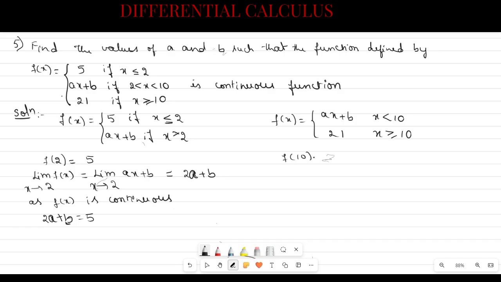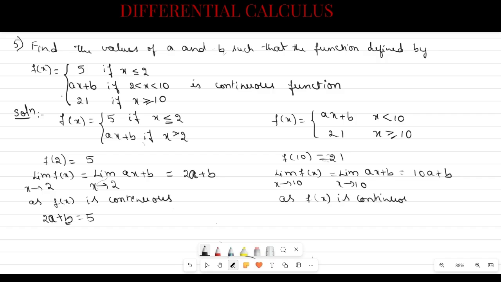Similarly, let me find f of 10. Here we have the equal symbol. F of 10 is equal to 21. Next, limit of f of x as x tends to 10 is equal to limit of ax plus b as x tends to 10, which is 10a plus b. With the same condition, as f of x is continuous, 10a plus b is equal to 21. Another linear equation we have got. So consider this as the first linear equation and this as the second linear equation.